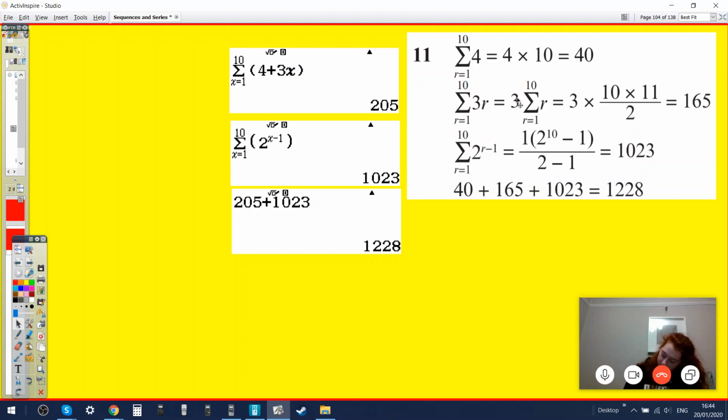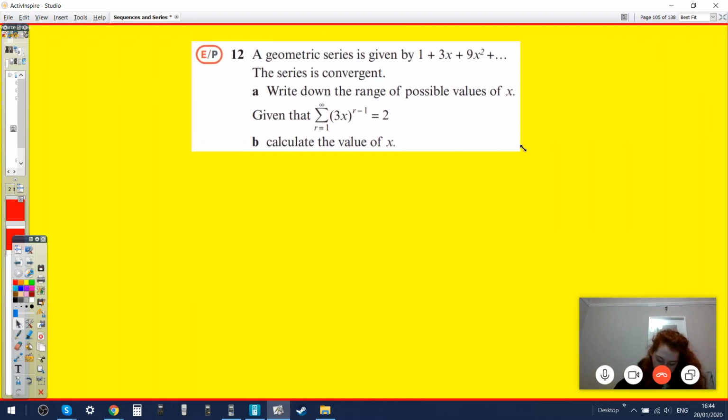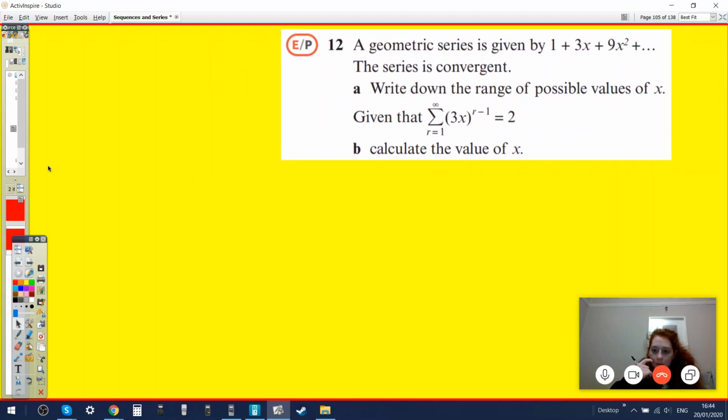And they showed it by actually subbing it into the formula. Okay. Let's try part A for this one.